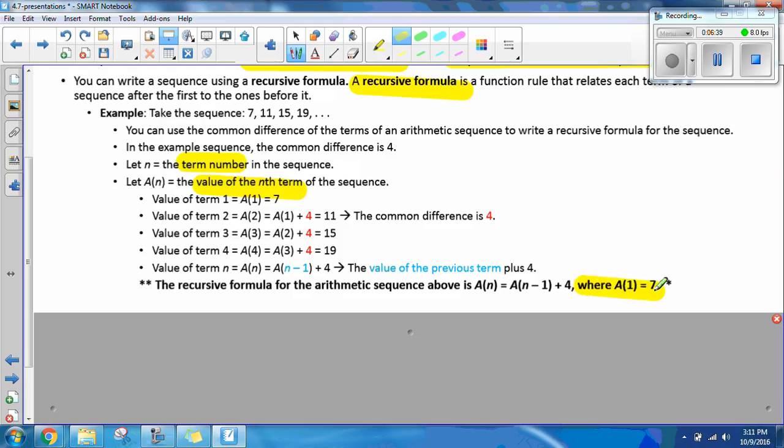You must indicate what the first term of the sequence was when you write your recursive formula. Do not just write the recursive formula without this part. This is essential because if I look at a of n equals a of n minus 1 plus 4, how do I know what my first term value is? If I plug in 1 for n, well, 1 minus 1 is 0. I don't have a value for a of 0 because I don't have a 0 term. So you must indicate where your sequence begins. This is very important.